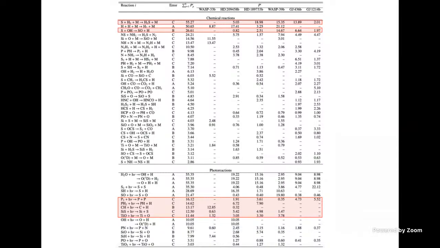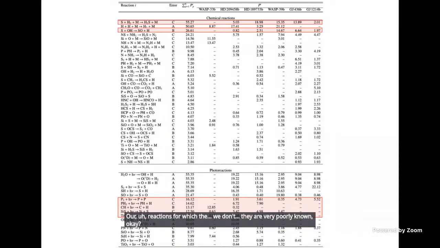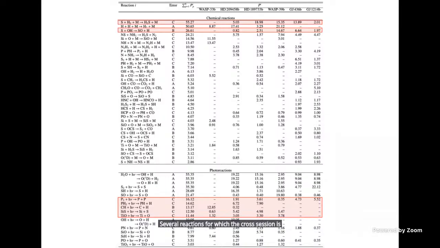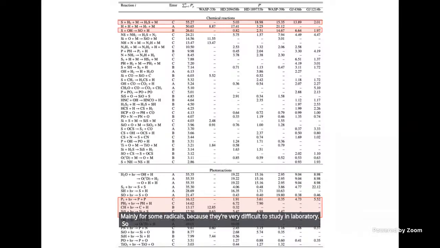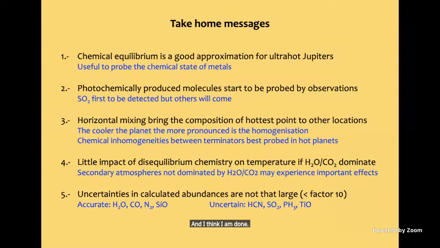And also there are some, basically here, the main reactions that appear are reactions which are very poorly known. Okay, for example, here in the photoreactions, there are several reactions for which the cross section is not known at all, mainly for some radicals because they are very difficult to study in the laboratory. So, and they have an important impact on the models. Okay. And I think I am done with these conclusions.